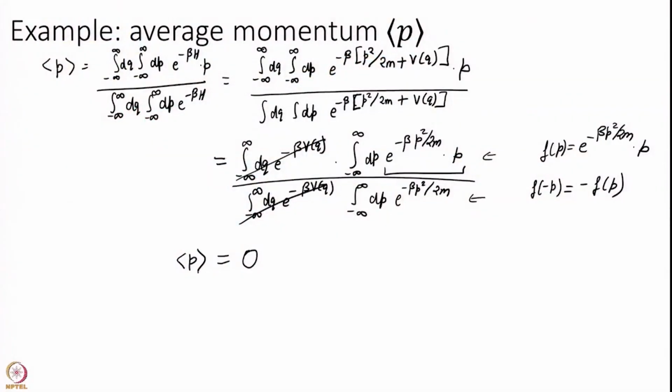But well, this is perhaps something you already expect, do you not? The average momentum should be 0. At thermal equilibrium all directions are equivalent. So, the particle has equal tendency of moving forward as going backward. It does not mean that every particle is at rest, the average is 0. Okay.